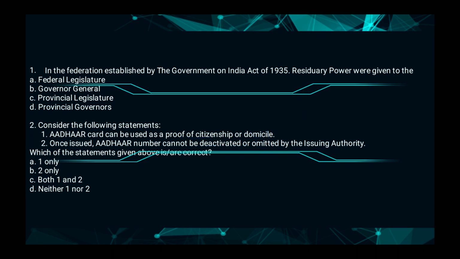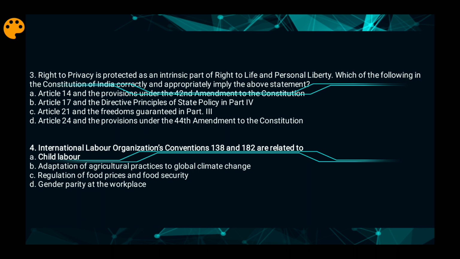So the next question, question number 3: the right to privacy is an intrinsic part of which of the following in the Constitution of India, that correctly and appropriately implies the above statement? This question was asked because of the Supreme Court opinion in August 2017, which was in the news, for Article 21, which relates to the right to life. So Article 21 is providing the right to life, and the right to privacy. So option C is the right answer for this question.